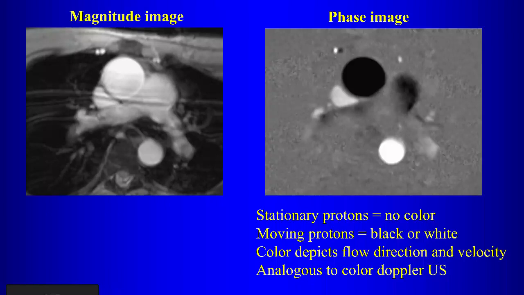Moving? Well, it's the ascending aorta, so it's moving up cranially, right? Yeah. And then here, it's moving in the opposite direction. That's the descending aorta. It is moving towards the feet.